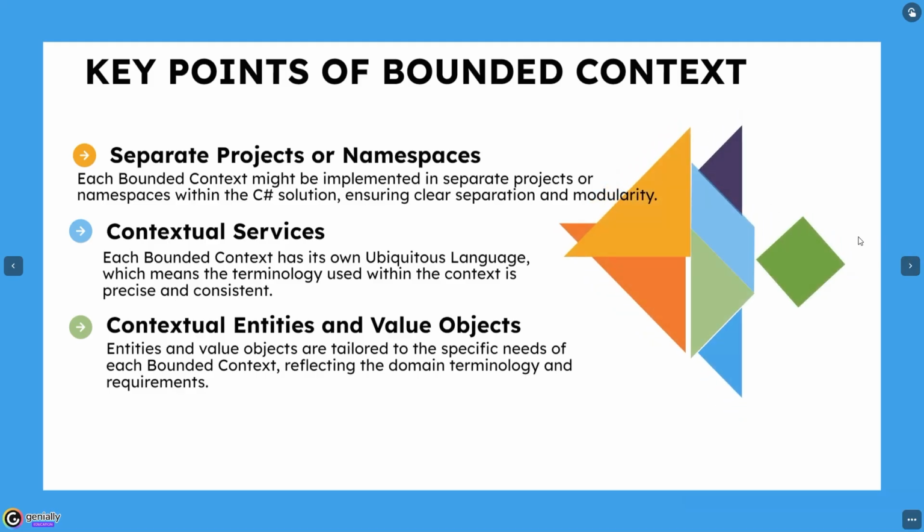So there are some key points of a bounded context. One is separate projects or namespaces. Each bounded context might be implemented in separate projects or namespaces within the C# solution, ensuring clear separation and modularity. The other one is contextual services. Each bounded context has its own ubiquitous language, which means the terminology used within the context is precise and consistent. Next, contextual entities and value objects. Entities and value objects are tailored to the specific needs of each bounded context, reflecting the domain terminology and requirements.